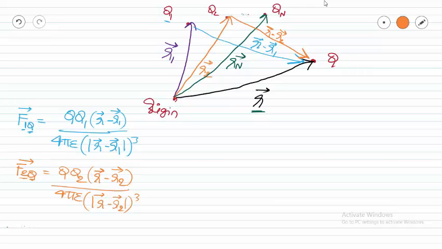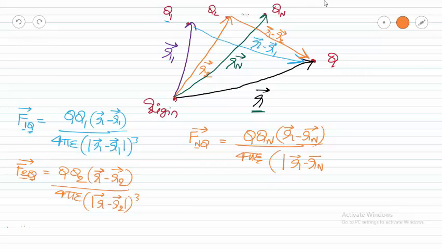So the force acting on Q due to Qn is given by Qn divided by 4 pi epsilon, and this time the distance vector will be r bar minus Rn bar divided by magnitude r bar minus Rn bar whole cube. So this first term is the force acting on the charge Q due to Q1 alone. Similarly, this term is the force acting on Q due to Q2 alone, and this is the force acting on Q due to Qn alone.